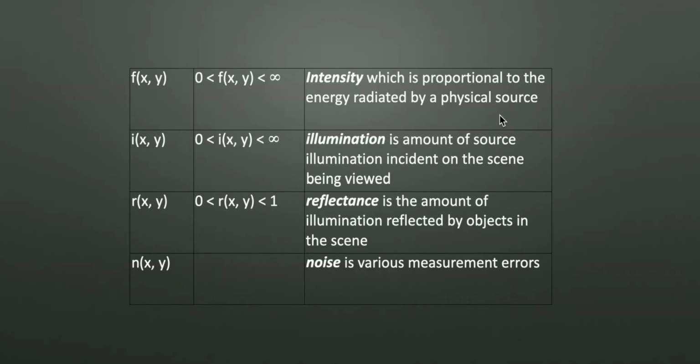Then you have illumination. It is also the amount of source illumination incident on the scene that's being viewed. Like I just said, it is the amount of light that the object present in the scene can observe. Reflectance is the amount of light, of the illumination, that the object has taken in, that it can reflect back. So it's always between 0 and 1, and the noise is like the various measurement errors of the results.